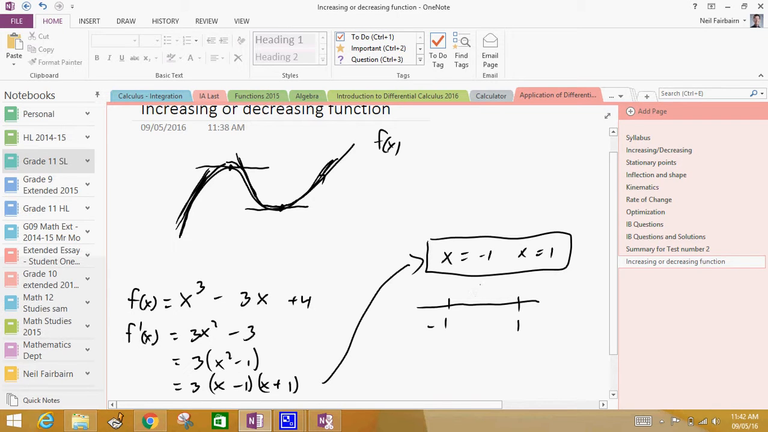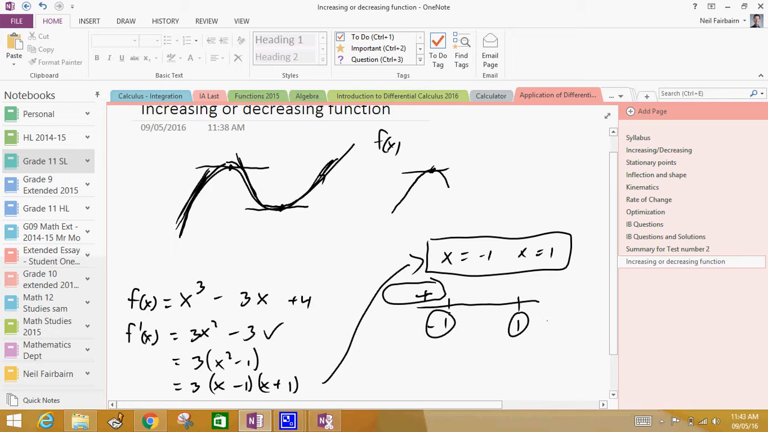So what happens beforehand? Well, if I put, let's say, negative 2 into your derivative, into your slope, negative 2 squared times 3 minus 3, that would be a positive number. And because we know these are the only times when the slope is 0, everything before that would always be the same slope, so it would always be positive. Because if it was positive and it went to negative, you would have to hit a slope of 0. So that says that everything here until negative 1 is an increasing function.